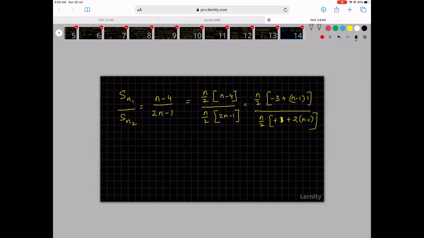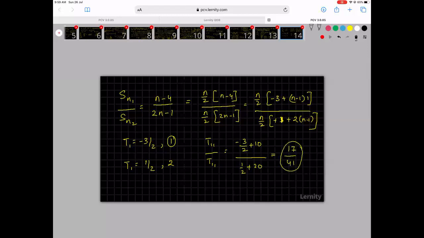Do you understand? So the first AP seems to have T1 equal to minus 3 by 2 and the common difference is 1. For the second AP, T1 is equal to 1 by 2 and the common difference is 2. Now, I asked you for the ratio of T11 of this by T11 of this. So, we have no problem. Minus 3 by 2 plus 10 divided by 1 by 2 plus 20. When I simplify this, I will get the same 17 by 41.